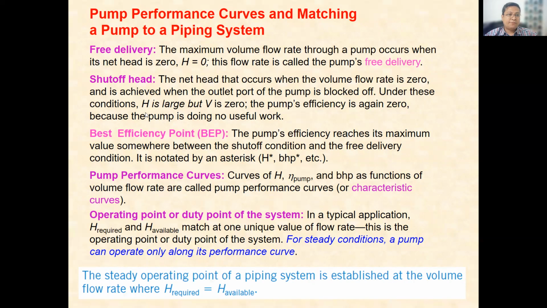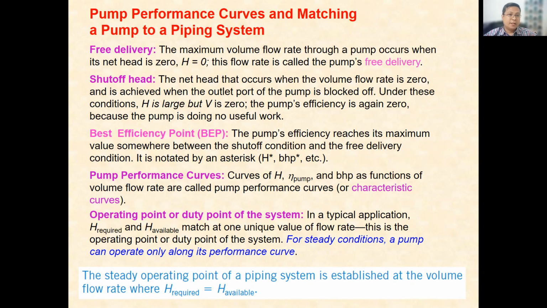For free delivery, the maximum volume flow rate through a pump occurs when its net head is zero. This flow rate is called the pump free delivery. So when head is zero, it's easy to supply without any outside power, so it just does by itself. Because head is zero. But if head is more than zero, we need to push or force the system to transfer the fluid.